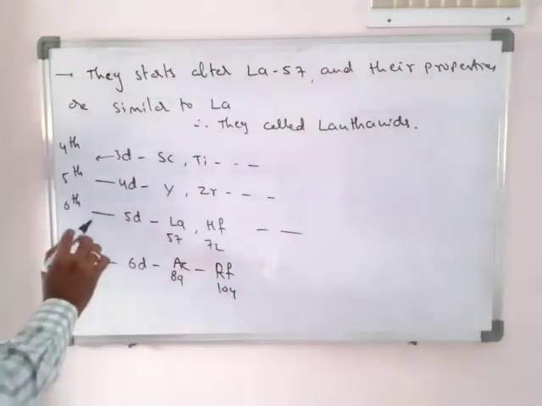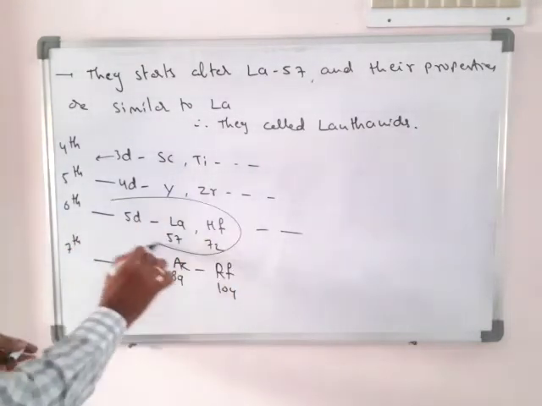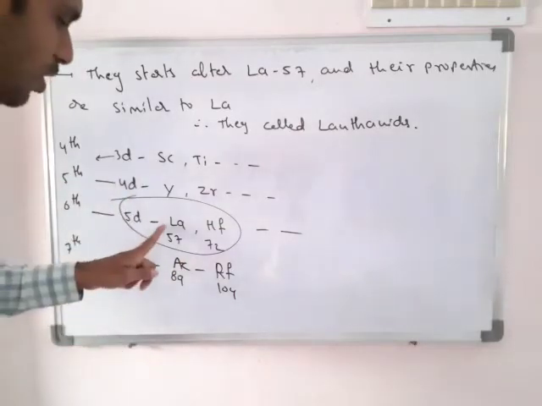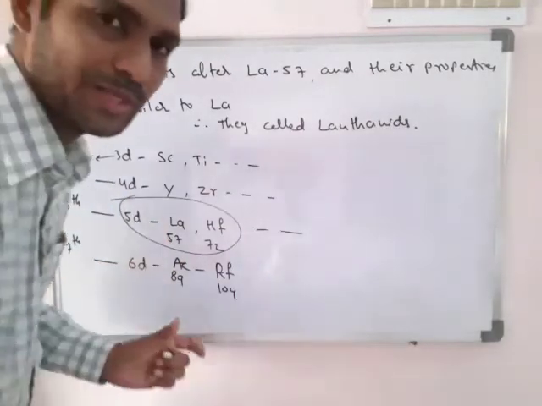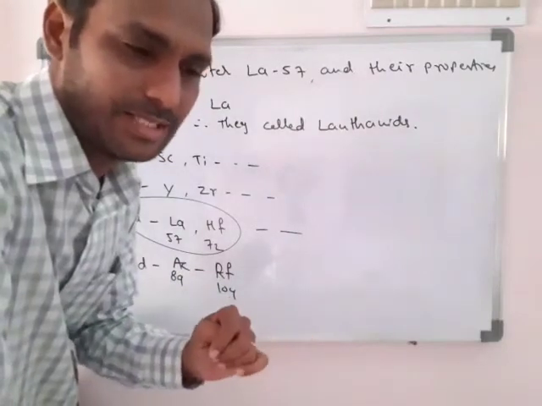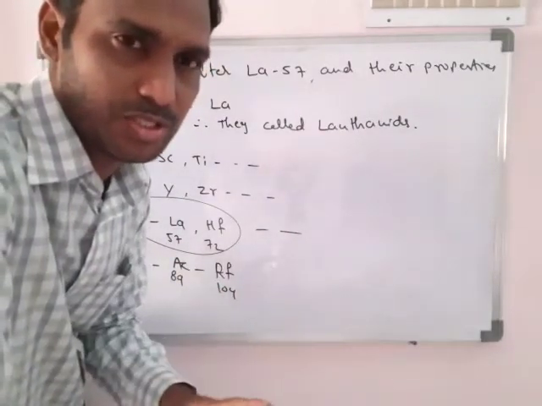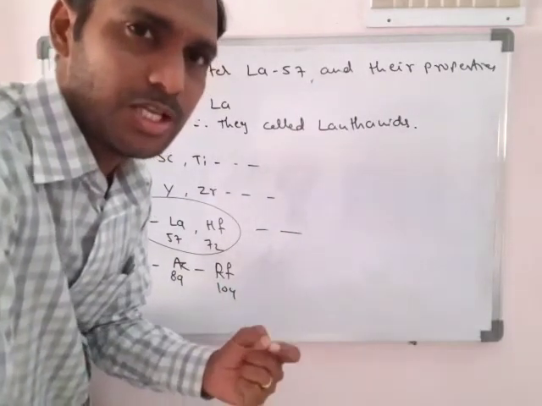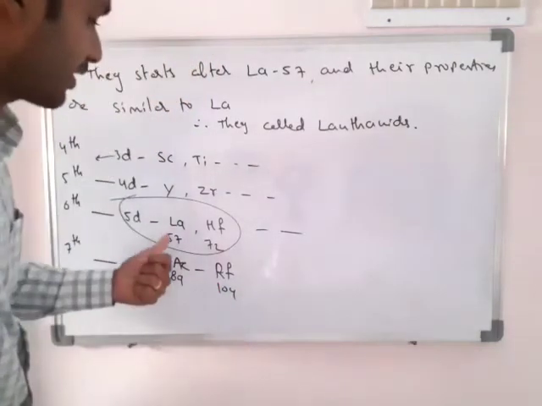Now we are discussing the lanthanides. They started after lanthanum. We just gave the names from 58 to 71, cerium to lutetium. They are treated as lanthanides because they started after lanthanum.